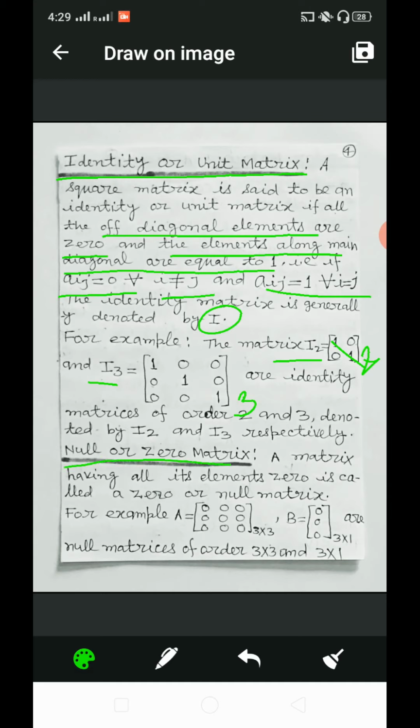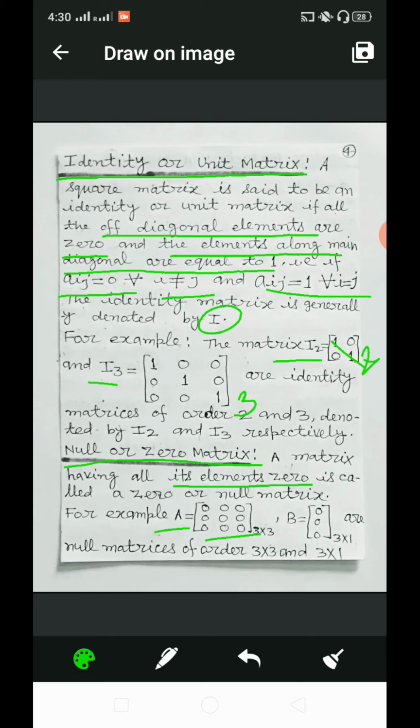Null or zero matrix. A matrix having all its elements 0 is called a zero or null matrix. Here you have given two examples. A square matrix A. Here it is not necessary that a null matrix be a square matrix. So a null matrix or zero matrix can be any type of matrix of any order. A matrix having all its elements 0 is called a zero or null matrix.